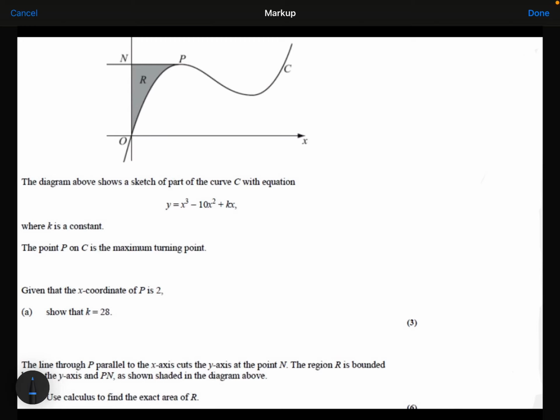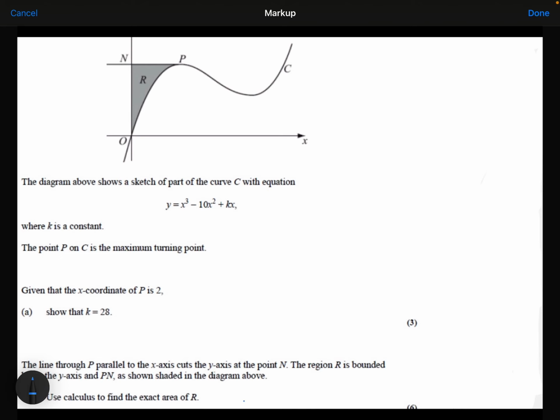The diagram above shows a sketch of part of the curve C with the equation y equals x cubed minus 10x squared plus kx, where k is a constant. The point P on the curve is a maximum turning point. Given that the x-coordinate of P is 2, we need to show that k is 28.